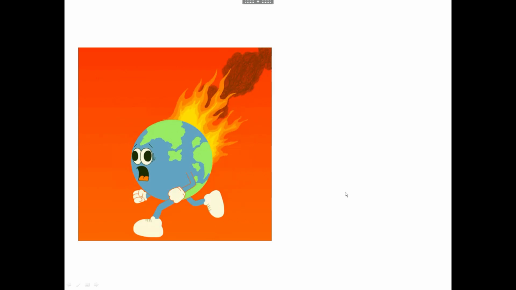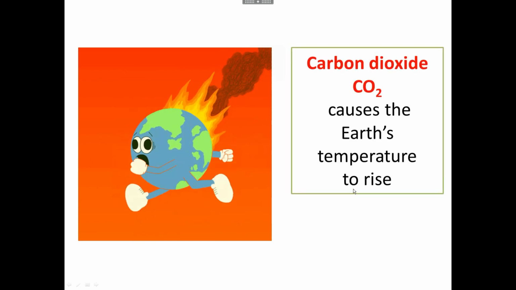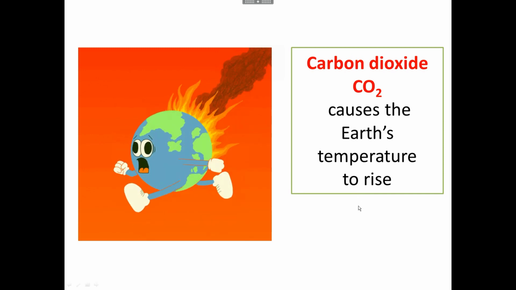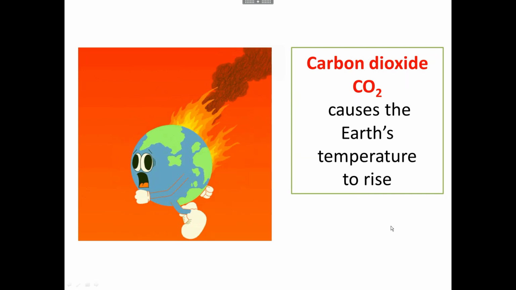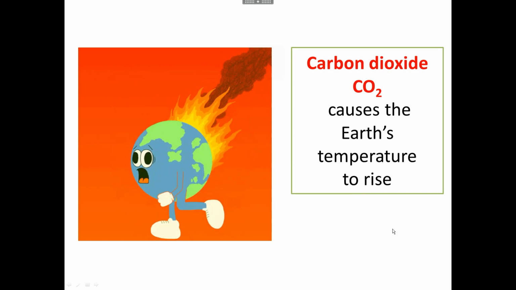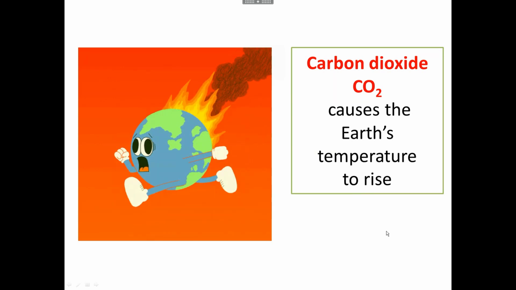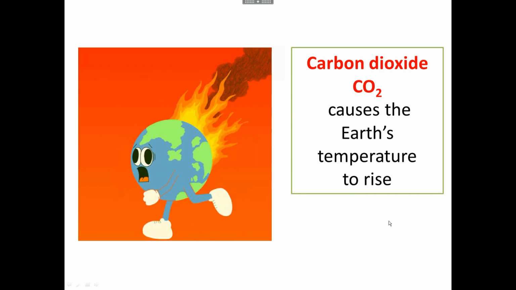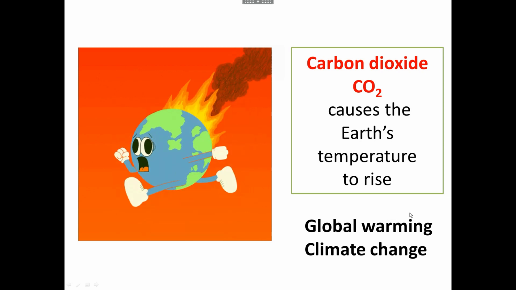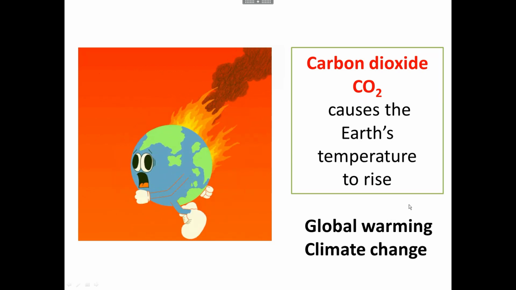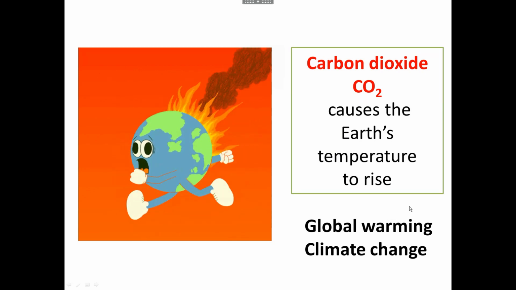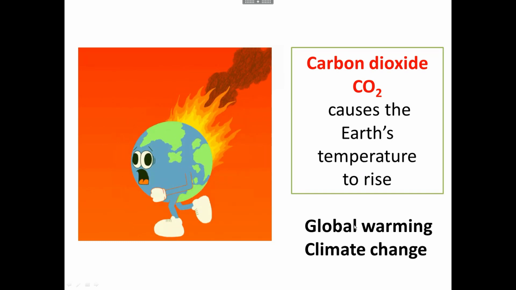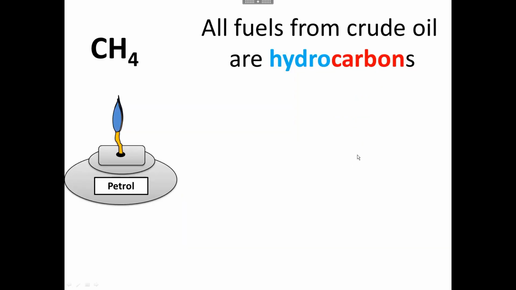Now, a consequence of this is carbon dioxide is a greenhouse gas. It causes the Earth's temperature to rise. We're going to learn a lot more about that in lesson 9. Okay. Now, this is one of the downsides of using hydrocarbon fuels. They give us energy from their fuels, but they also produce carbon dioxide, which is a greenhouse gas. It causes global warming and it causes climate change. So that is a big negative of using hydrocarbon fuels. The carbon in the hydrocarbon reacts to form carbon dioxide, which causes global warming and climate change.